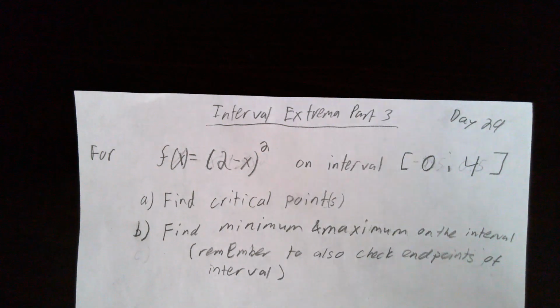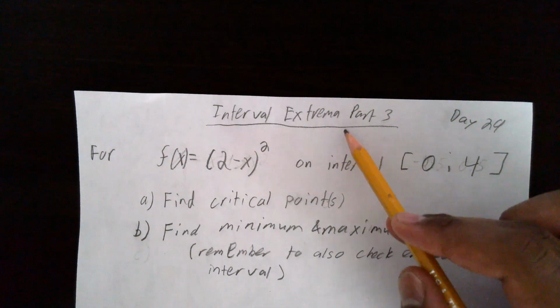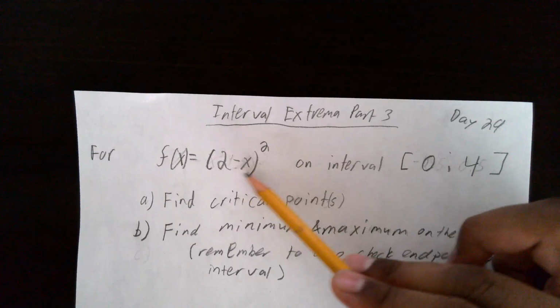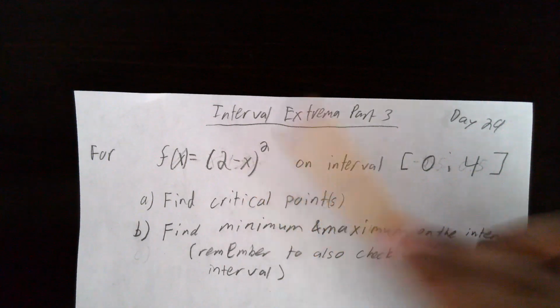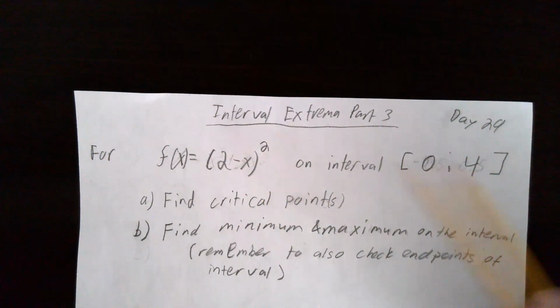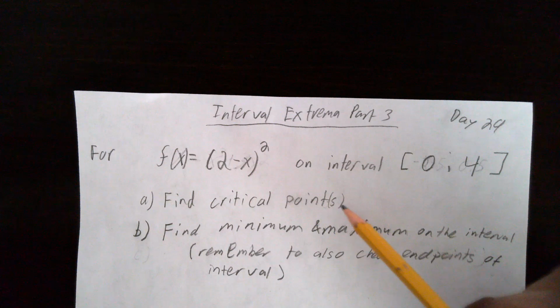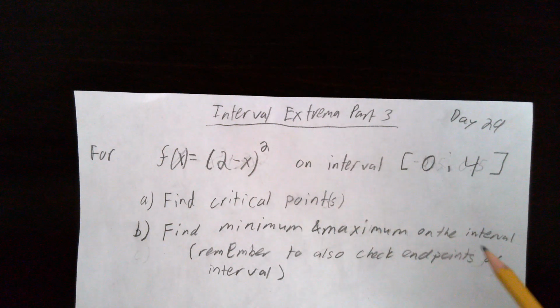Today, we're going to be going over more interval extrema. So we have this function, (2 minus x) squared, on the interval from 0 to 4. You're going to find the critical points and then find the minimum and maximum on the interval.